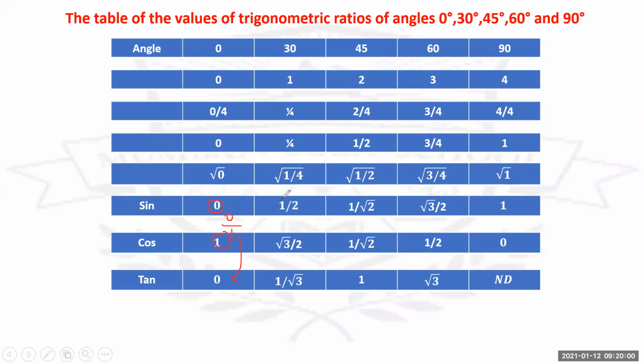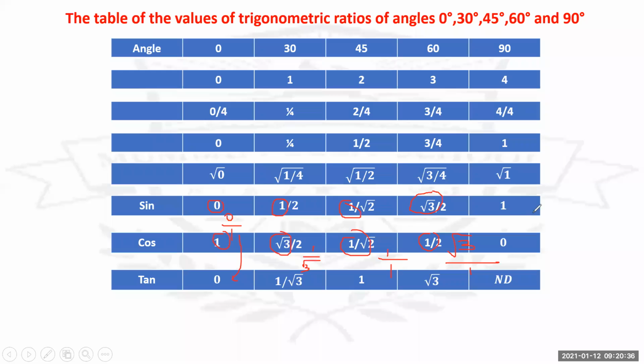Again here check. What is the numerator here? 1. What is the numerator here? Root 3. So the answer is 1 upon root 3. Is this clear? After that check. Here it is 1. Here it is 1. So what will we get? 1 upon 1. Answer is 1. Next value, root 3 and 1. You get that as root 3 upon 1.